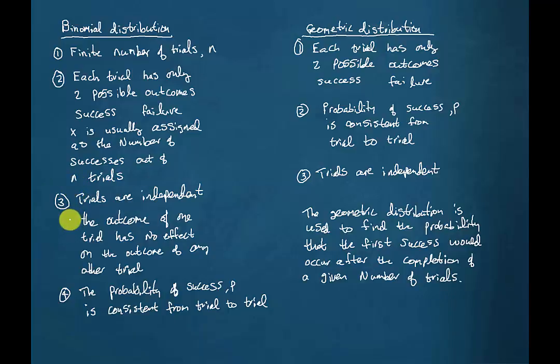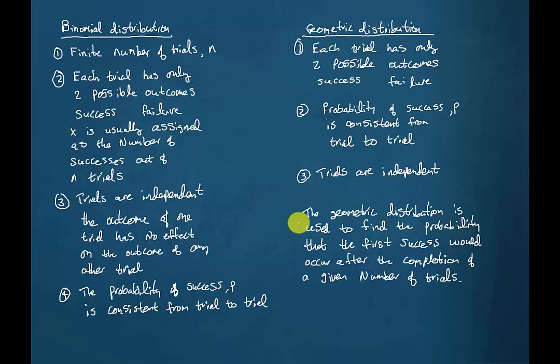Trials are independent. The outcome of one trial has no effect on the outcome of another trial. And the probability of a success, which we'll call P, is consistent from trial to trial. The characteristics of the geometric distribution are that each trial has only 2 possible outcomes, a success and a failure, so that's similar. The probability of a success, P, is consistent from trial to trial, that's similar. And the trials are independent, that's similar. But what's different is that we don't have a finite number of trials.